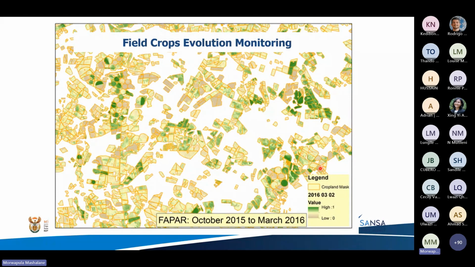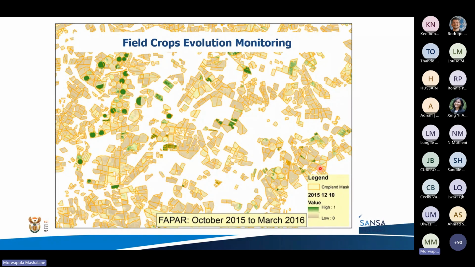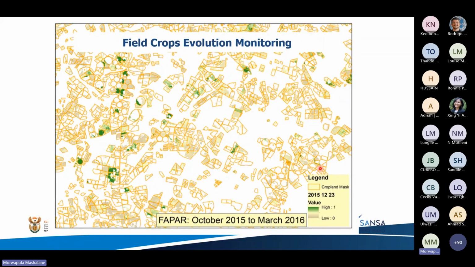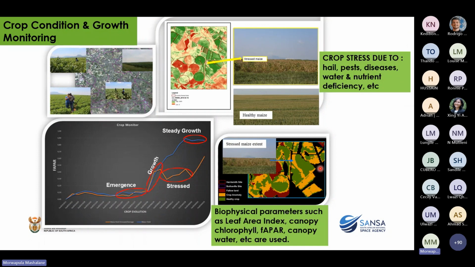We can also use remote sensing to monitor the crop growth throughout the growing season. We monitor how the crops are progressing using various indices and biophysical parameters. We also monitor the crop condition, that is the stress of the crops due to things like hail, pests, diseases, water and nutrient deficiency, etc. If you look at where I'm pointing, we have the green part, the yellow part and the red part. The green part shows the healthy vegetation. The yellow part shows what we call an anomaly. That's where the issue is, so that requires a farmer to go and have a look on the farm to see what is happening. The red part is fallow.